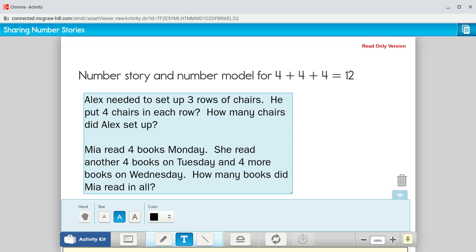I know that you guys came up with some awesome number stories, and great job. We're going to now get ready for our math lesson. We're going to be building some arrays. So go ahead and click on the next video on our webpage.